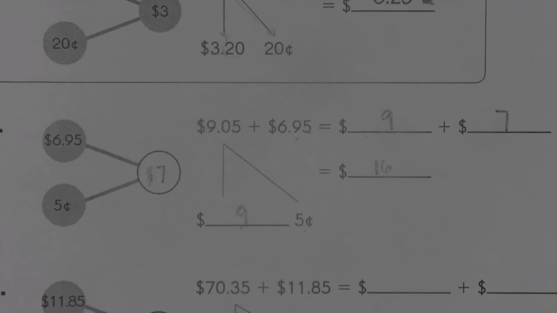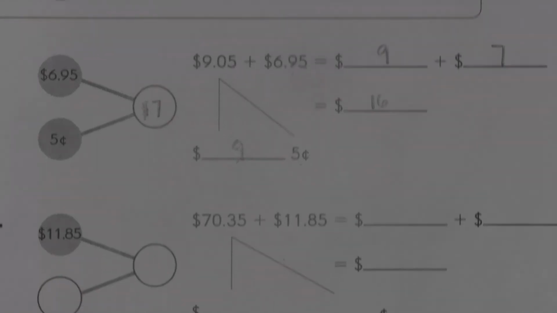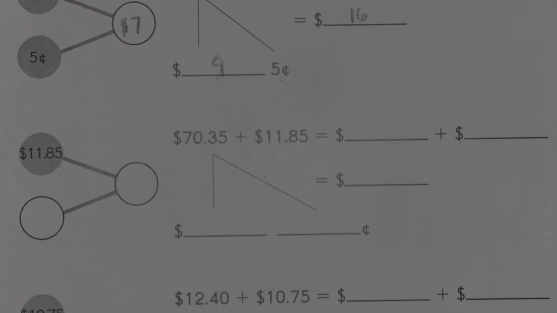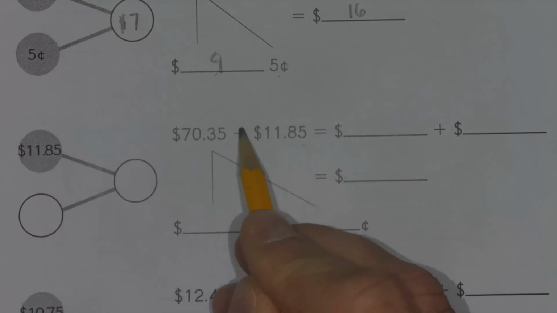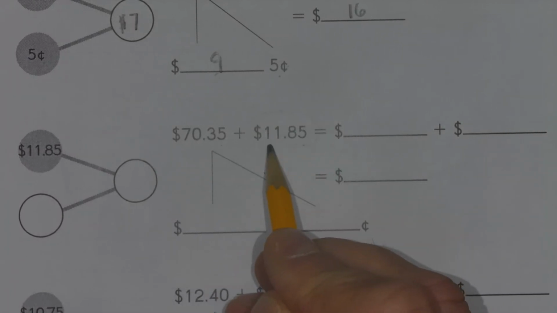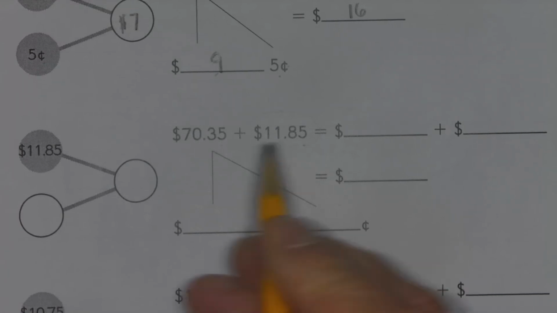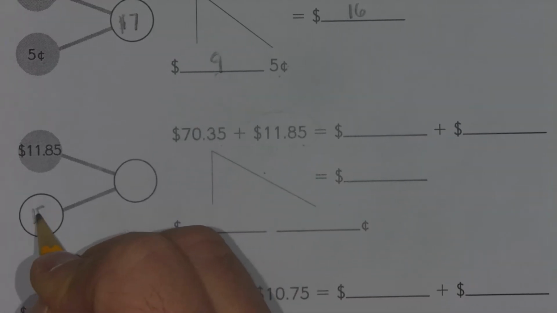For number 2 down here, it's the same idea, but it's going to be a little bit different. And this is where it's a little more complex. So just follow along with me, okay? So they have $70.35 plus $11.85. What they're trying to get you to do is say, well, I want to make this $11.85 $12. In order to do that, I need 15 more cents.